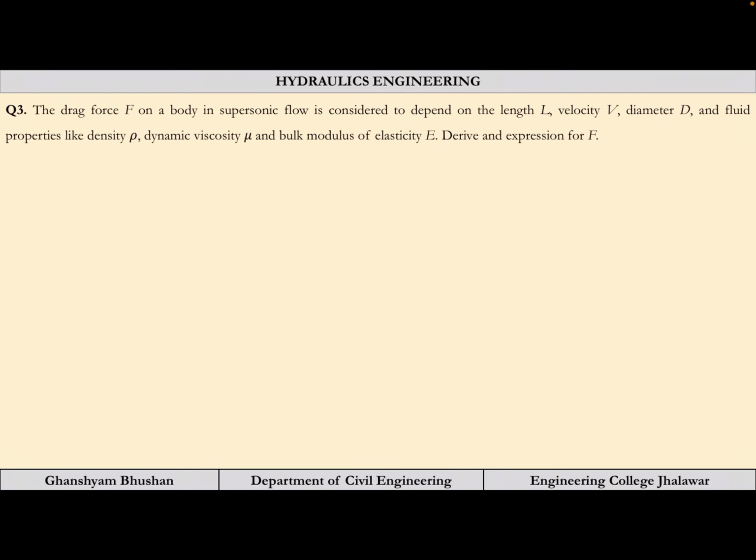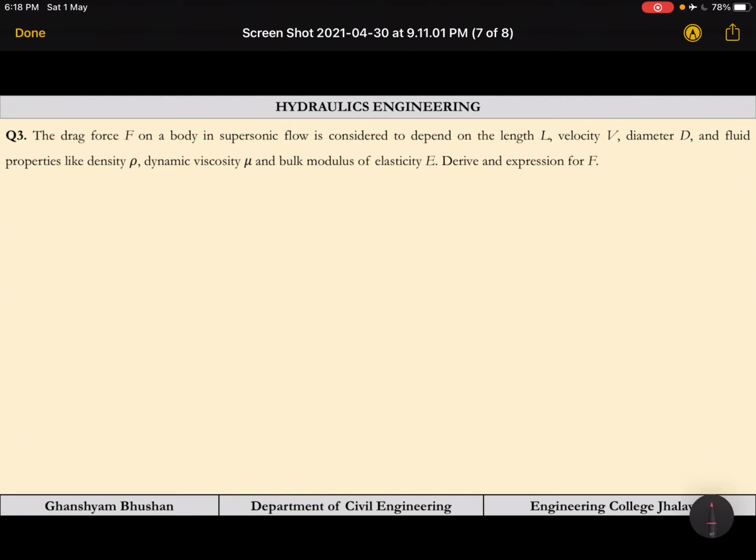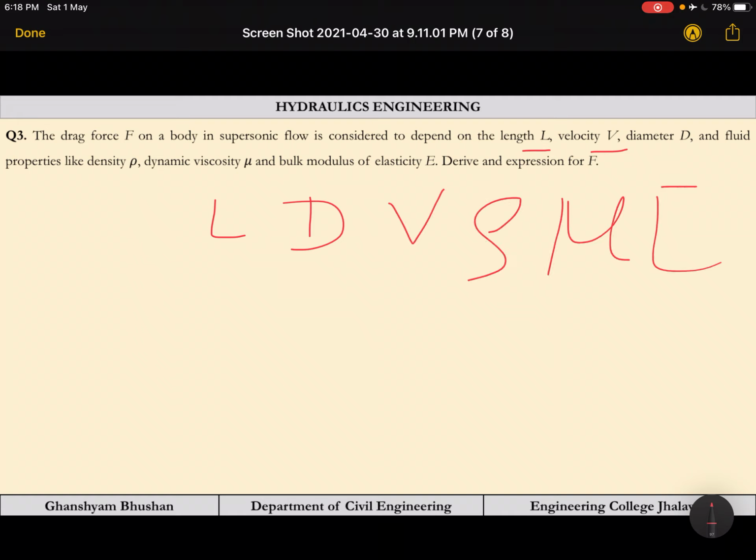Now let us try to solve one more problem, which is: the drag force F on a body in supersonic flow is considered to depend on the length capital L, velocity v, diameter d, and the fluid properties like density rho, dynamic viscosity mu, and bulk modulus E. Derive an expression for F. So now here you can see how many unknown parameters: 1, 2, L, d, v, rho, mu, and E.